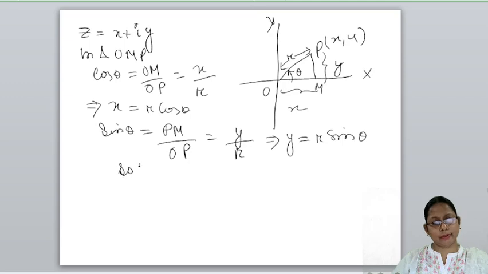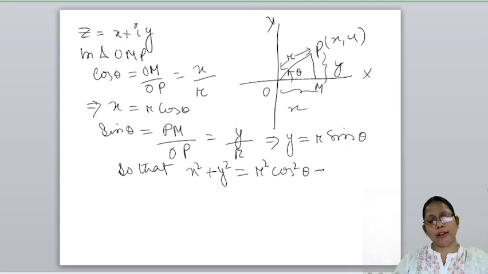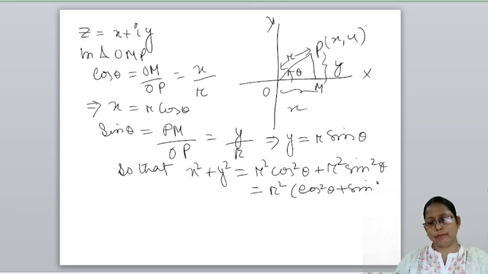So that x square plus y square is equal to r square cos square theta plus r square sin square theta. So take r square common, this is cos square theta plus sin square theta. We know the value of this identity is 1, so this is r square. This implies r is root over x square plus y square. Okay.